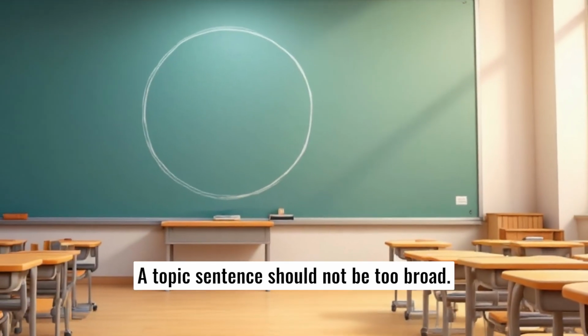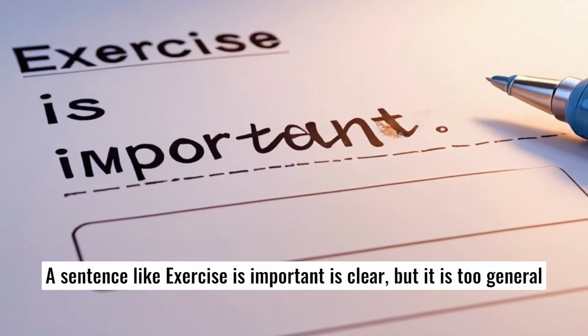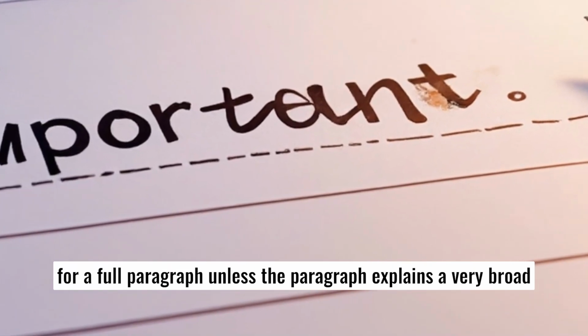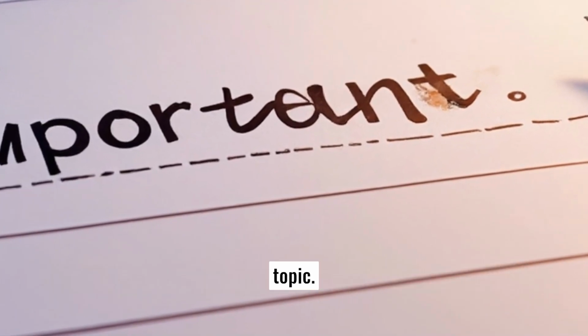A topic sentence should not be too broad. A sentence like exercise is important is clear, but it is too general for a full paragraph unless the paragraph explains a very broad topic.